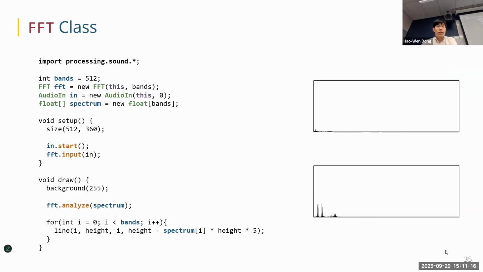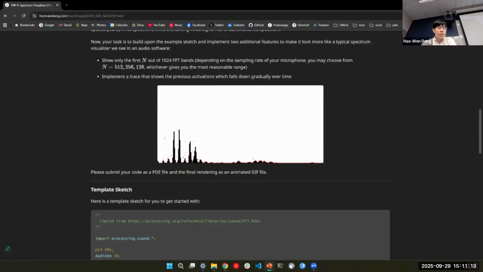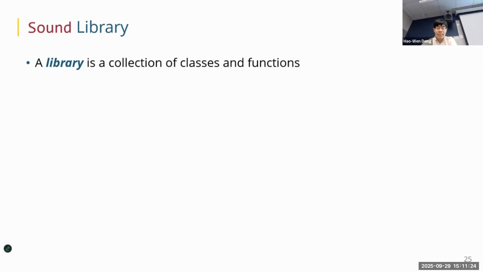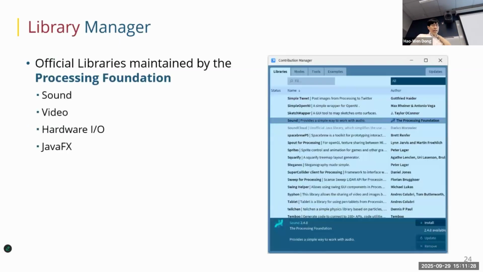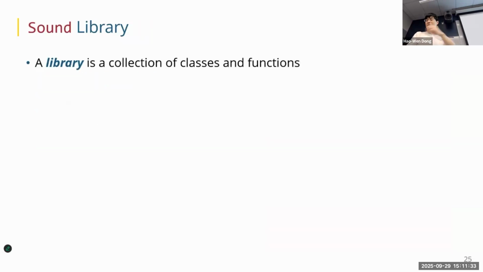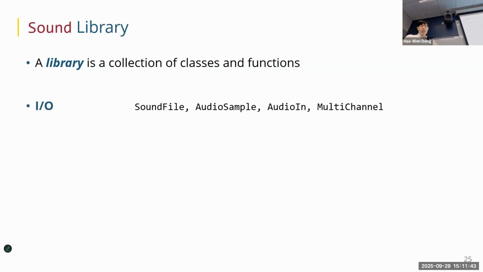Okay, so last time we didn't really look into these. We just rushed through them. So again, the most important library we'll be looking into is the sound library. This library is basically a bunch of classes and functions that you can use to work with sound. It will be important for homework 4, but also your midterm assignment, because likely you are working with sounds.